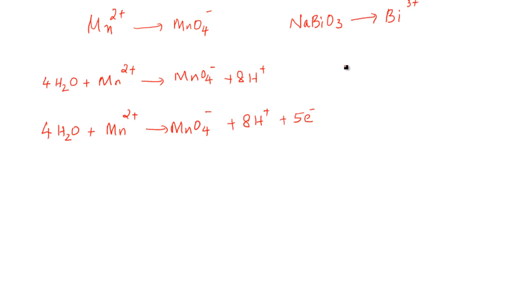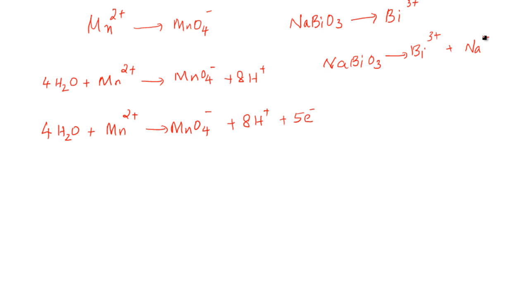Okay? The sodium will exist as an ion on the other side. So we will write this equation as NaBiO3 giving Bi3+ and you will have an Na+. That is the first situation.